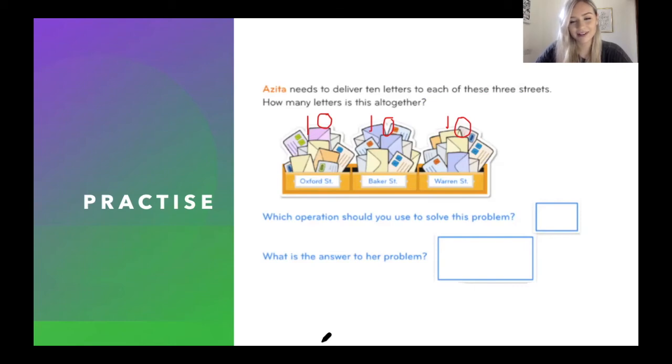Well done for having a go at this problem. So hopefully you will have worked out that you could do 10 times 3 to solve this problem. So the operation you're using is multiplication. We've got 10 letters and 3 groups. So to work out how many they are delivering all together, we do 10 times 3, which equals 30. Well done for having a go at this.